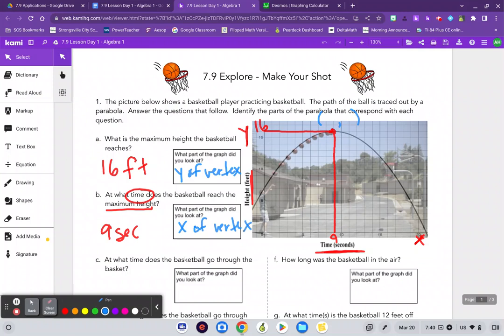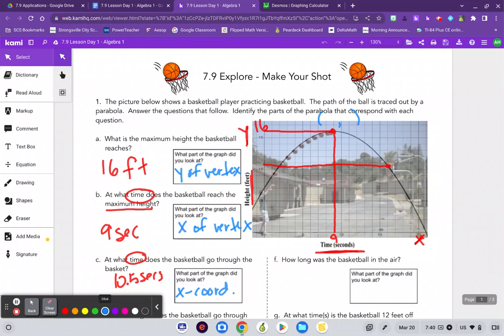C says, at what time does the basketball go through the basket? Time's going to be an x value. It looks like I'm going through the basket right about here, we'll say. If I trace that across, I'm about 10.5 seconds. And so, what part of the graph did you look at? Well, we looked at an x coordinate because we're looking at time.